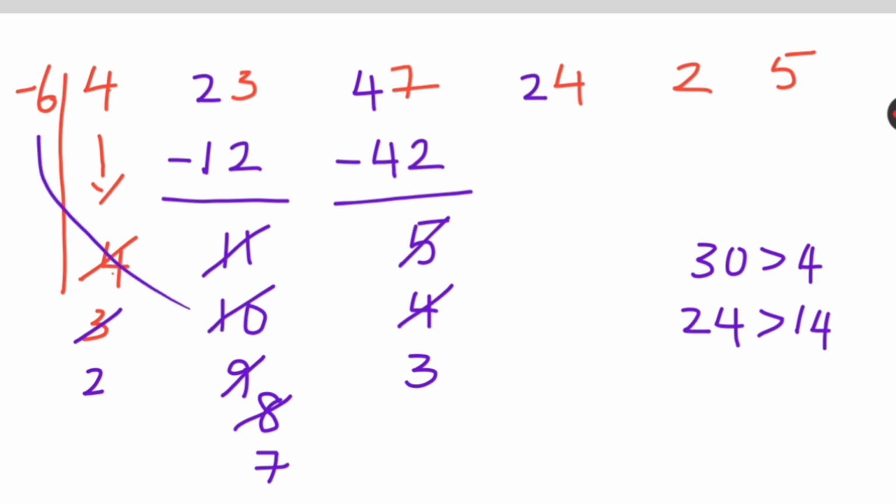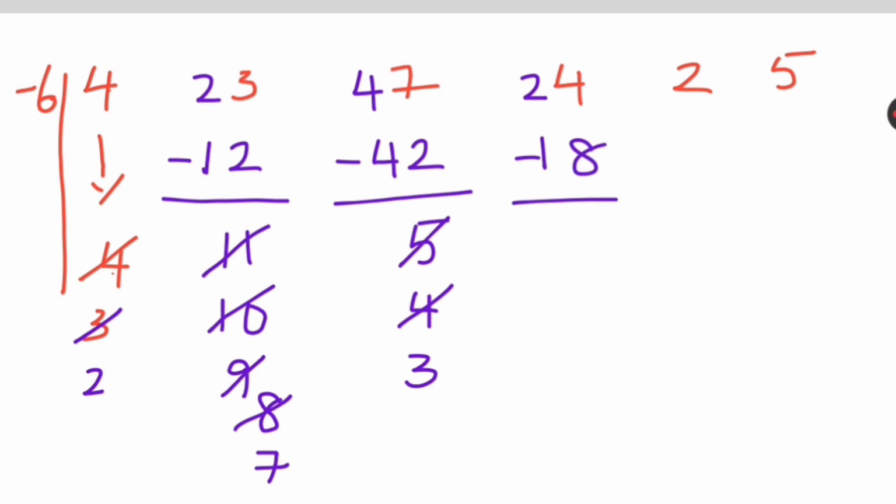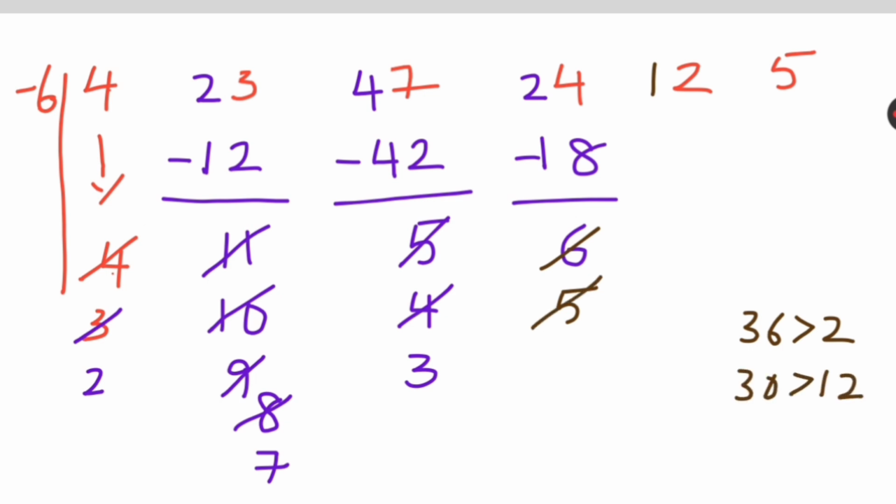Now 6 times 3 is 18. Now 18 is less than 24. So now you can do it. 24 minus 18 gives only 6. Now 6 times 6 is 36. So 36 is greater than your top number 2. So that's why you have to drop 10 and add 10 here. Now 6 times 5 is 30. 30 is still greater than your top number 12. So that's why you need to drop one more 10 and add 10 to your 12. 10 plus 12 is 22.